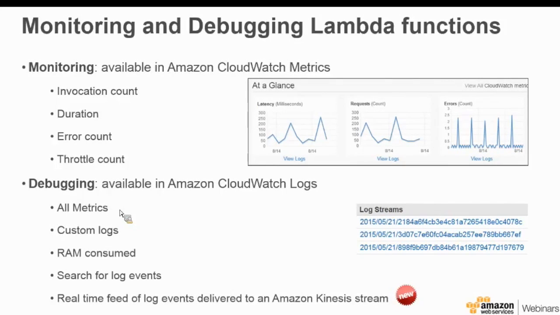Lastly, you can monitor and debug Lambda functions in near real time. Monitoring happens through CloudWatch metrics, which captures in real time things like invocation count, duration, error count, throttle count, and it shows it for the last 24 hours of invocations inside the Lambda console. Or you could dump all of these to CloudWatch Logs, where all of these metrics, plus any custom logs that you push through, plus things like the RAM consumed per invocation, you could push through CloudWatch Logs.